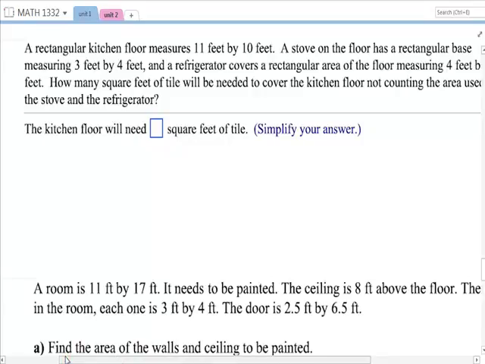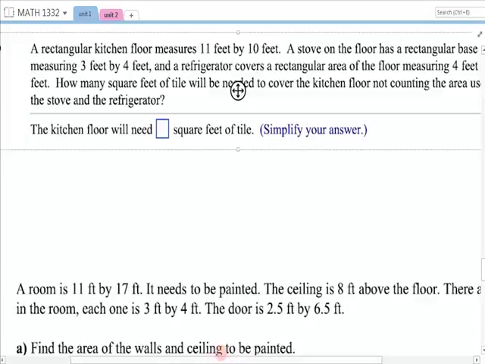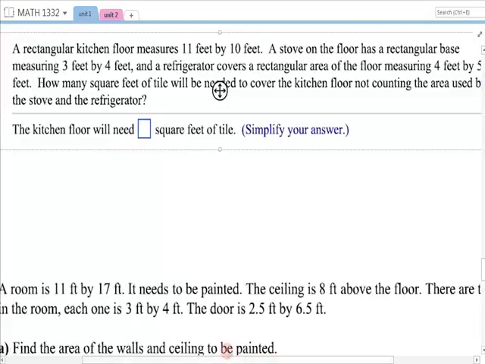All right, the next one, the number's not showing. What's the number? This is the kitchen one. This is number 10. Okay, a rectangular kitchen floor measures 11 feet by 10 feet. The stove on the floor has a rectangular base measuring 3 by 4, and the refrigerator covers a rectangular area measuring 4 by 5 feet. How many square feet of tile will be needed to cover the kitchen floor, not counting the area used by the stove and the refrigerator?